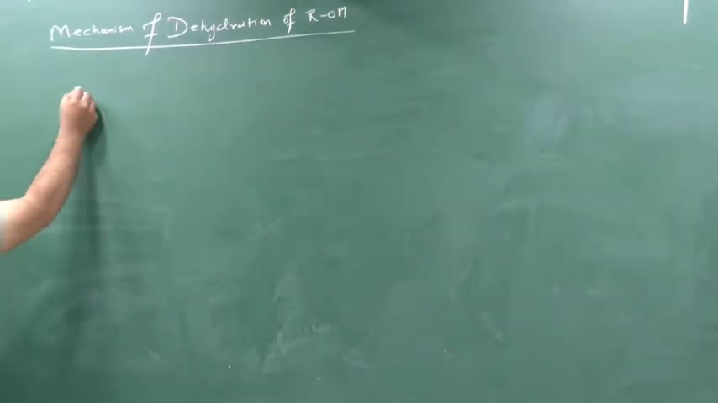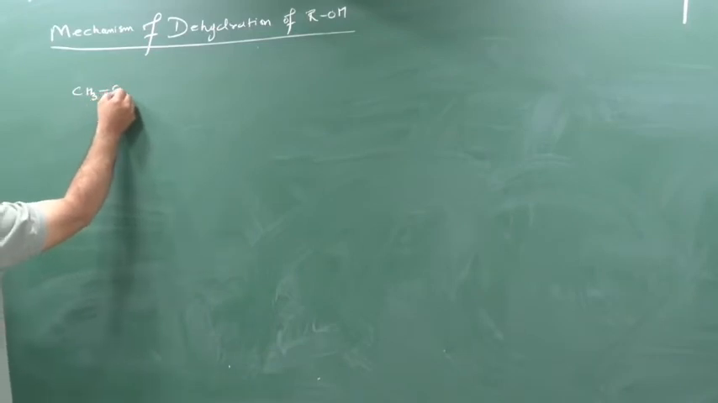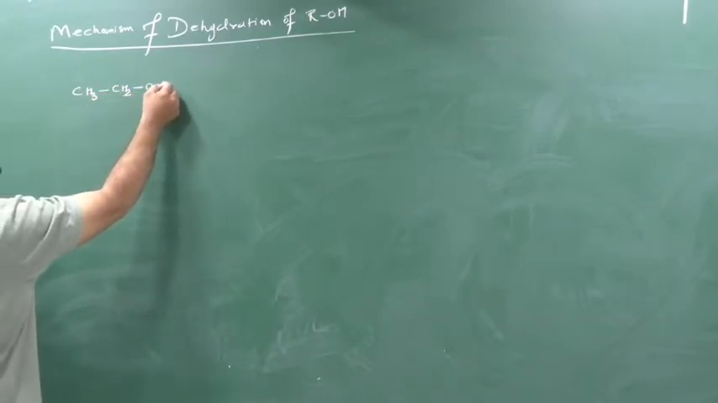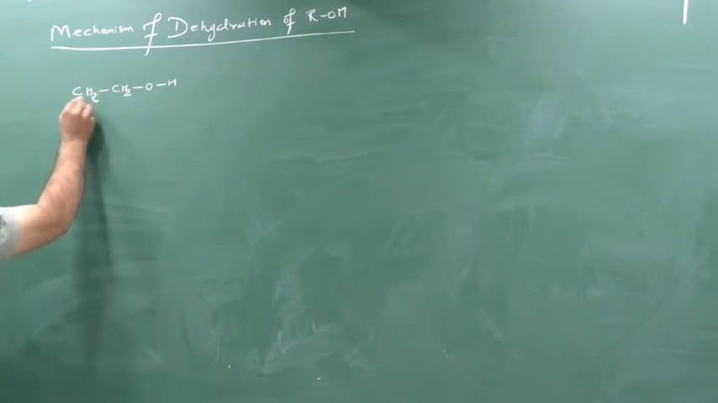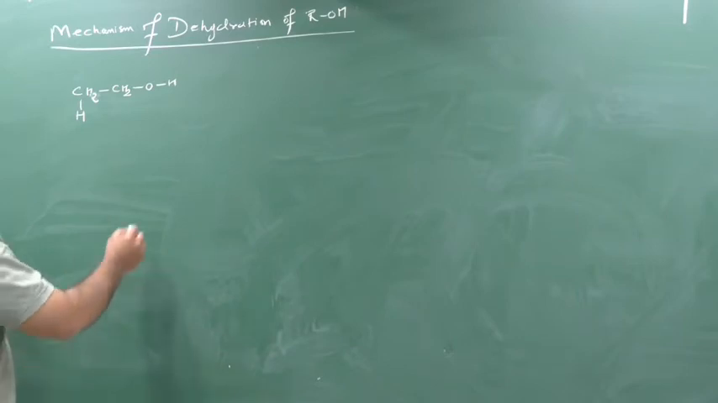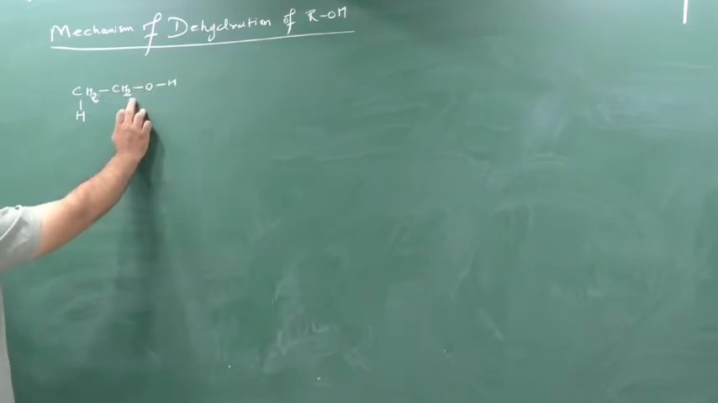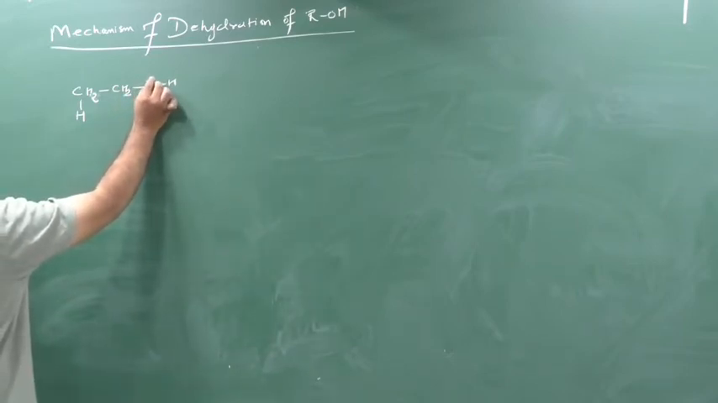See, suppose I take one example, CH3CH2OH. This is one alcohol. Instead of CH3, I will write here CH2 and here H. Why, sir? You will understand in the present section. Now see here. This is the alcohol, and I have to show the lone pair here.